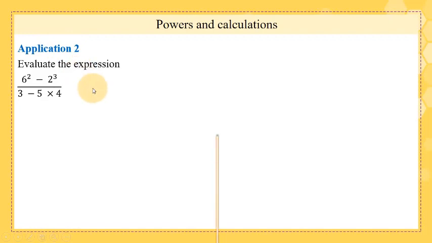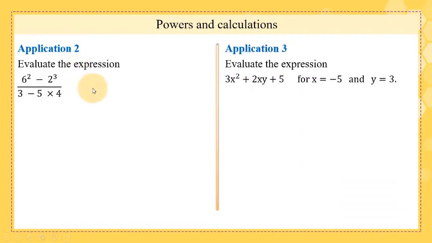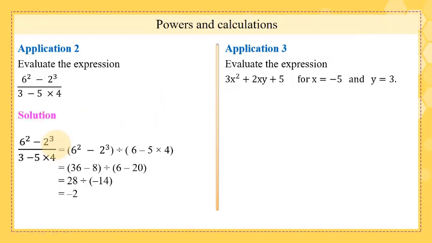Application 2 and application 3. Please pause the video to solve. Solution of application 2: 6 exponent 2 minus 2 exponent 3, over 3 minus 5 times 4. This expression means that the numerator is divided by the denominator.